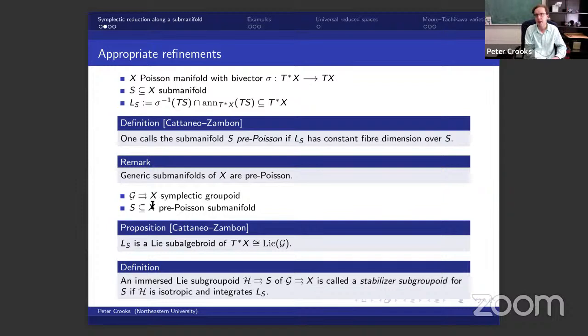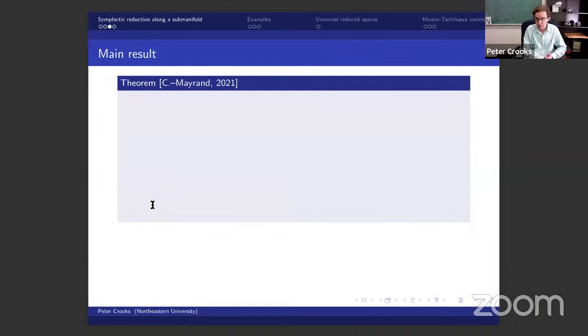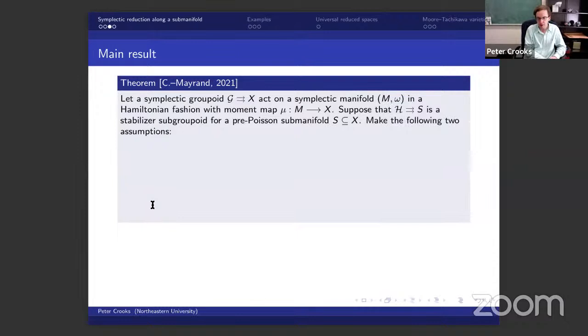Okay, and these, it turns out, are all the ingredients that one needs for the main construction, which I will now describe. This is the main construction, and as with everything in this paper, it's joint with Maxence. So the setup is, as I've alluded to, I'm going to suppose that I have a symplectic groupoid G acting in a Hamiltonian fashion on a symplectic manifold. I'm going to suppose first as well that I have a pre-Poisson submanifold S and that I have a stabilizer subgroupoid as well for that submanifold. And then I'm going to make the following two, shall we say, reasonableness assumptions. They are as follows.